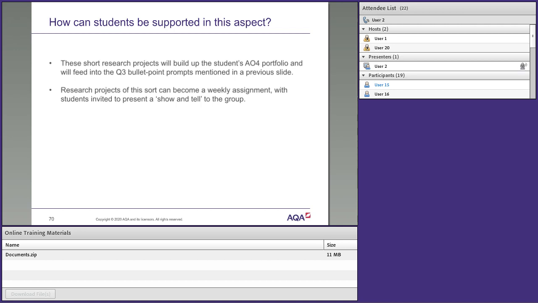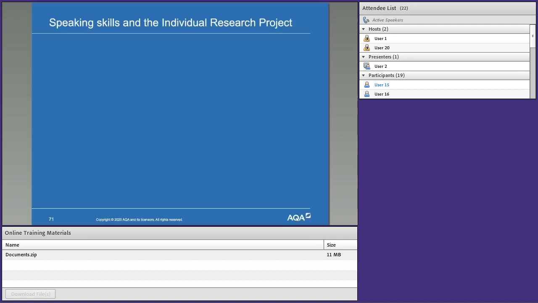So the last section then, the individual research project. Just going to refer to this question.